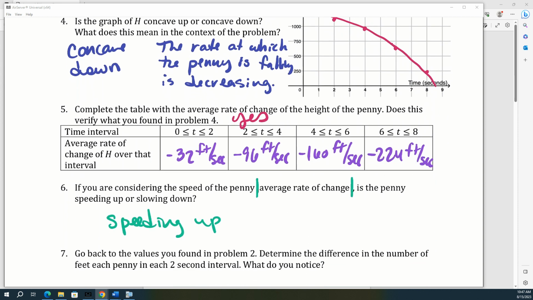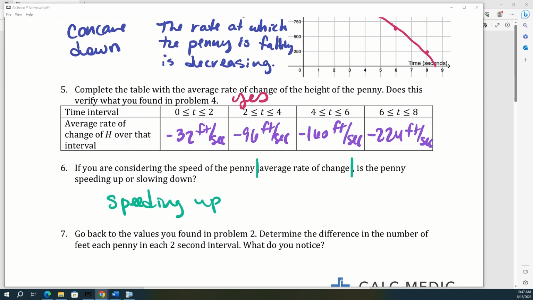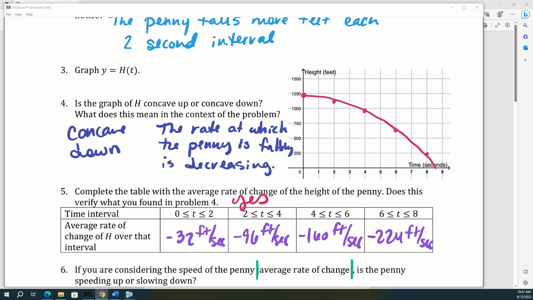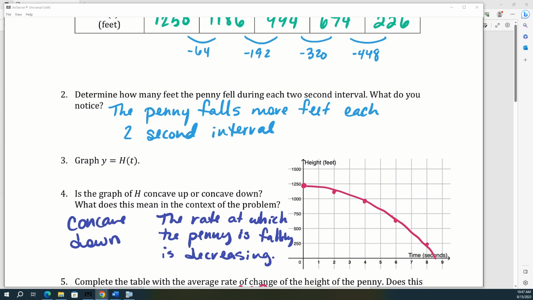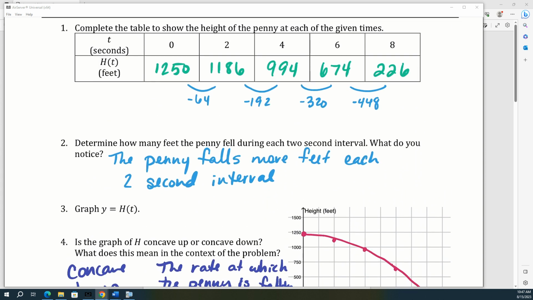Okay, and then this is a typo. So I wanted you to go back to the values you found on problem 1 and find the differences between these. All right, and so I'm taking 1 and subtracting the previous one. Did you guys get all either 128 or negative 128 here? Okay.